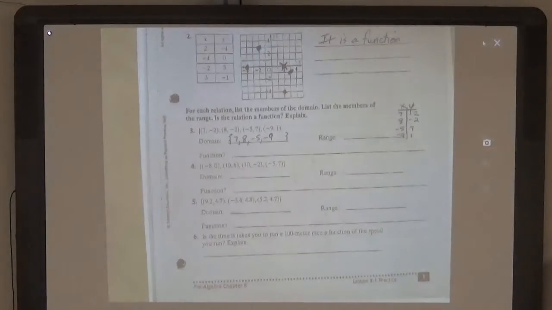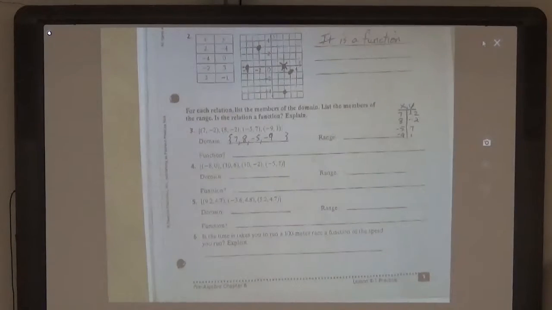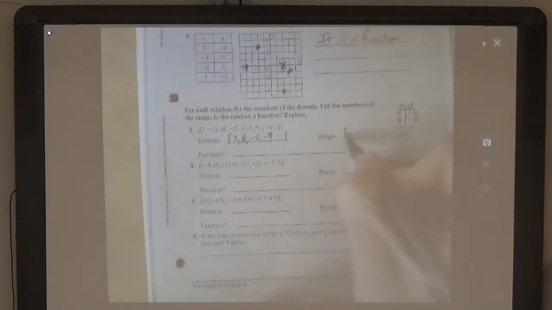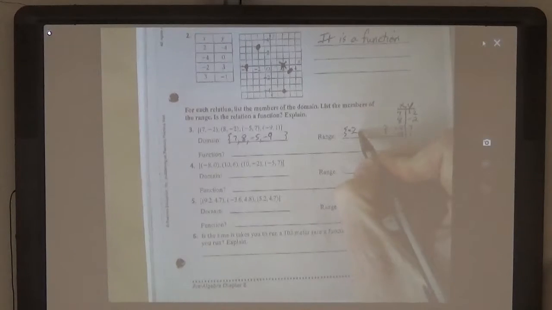The domain are all the x values. What's the range, Alex? -2, -2, 7, and 1. Right. Do you have to list -2 twice? No, actually you don't. You only have to list the values. You don't have to list them as many times as they appear. So, -2, 7, 1.